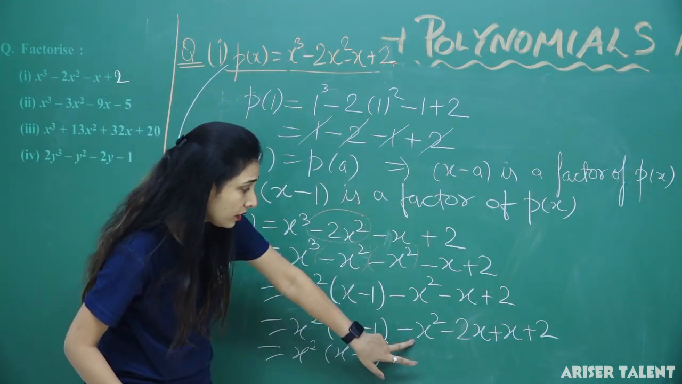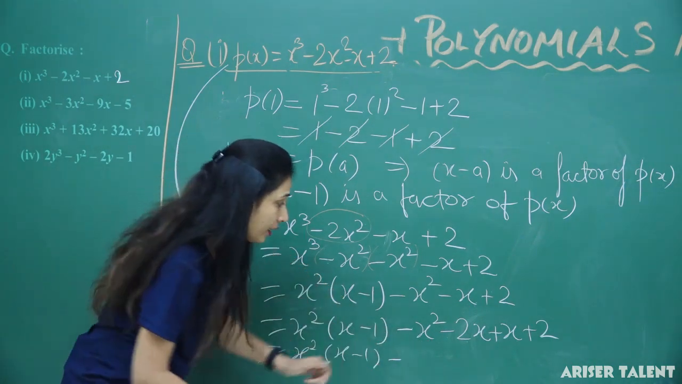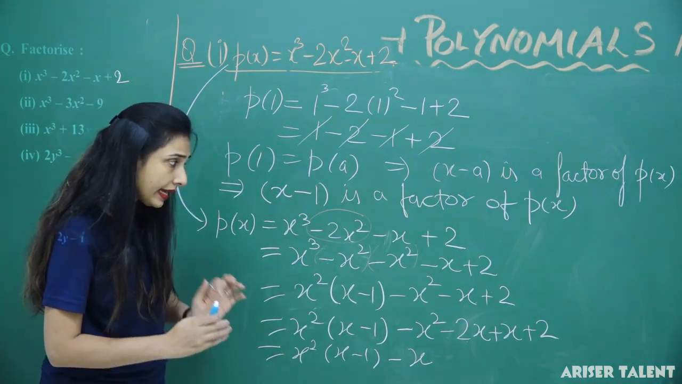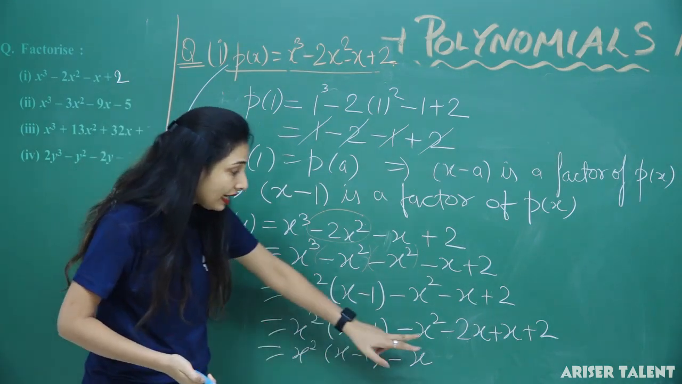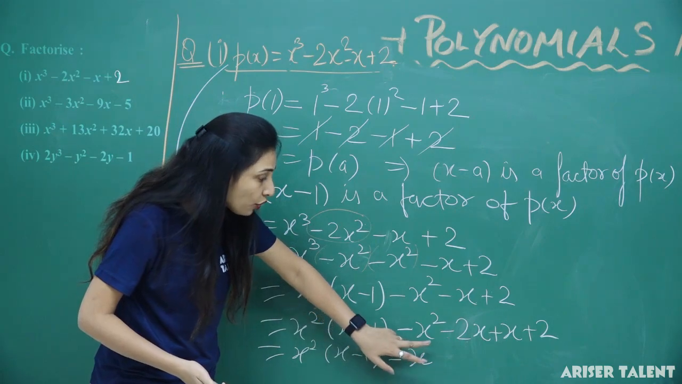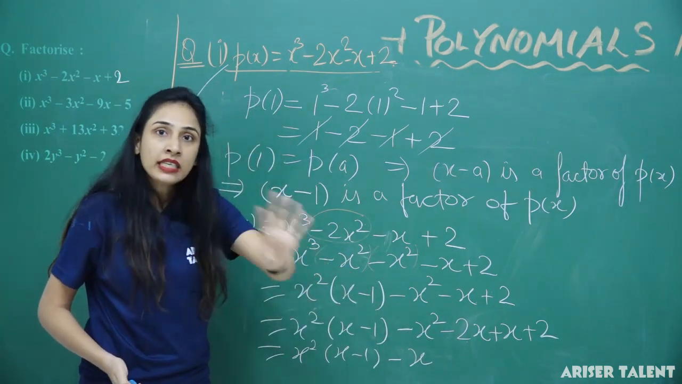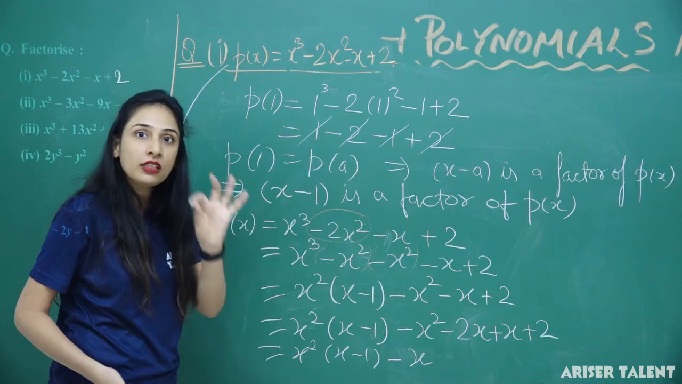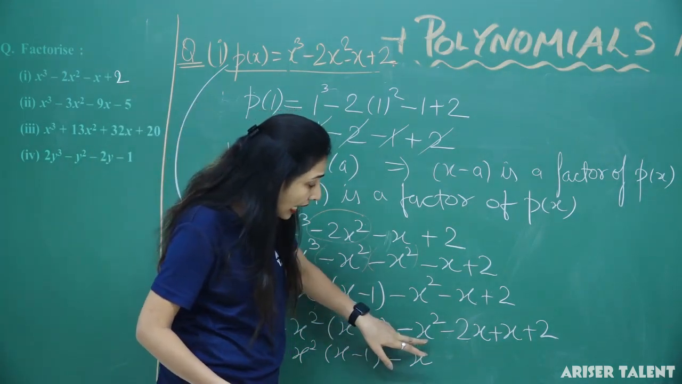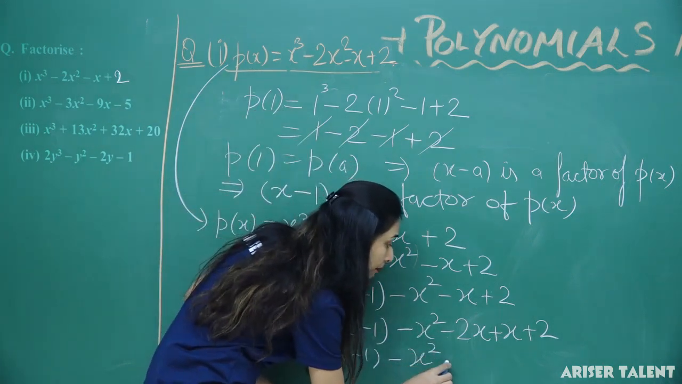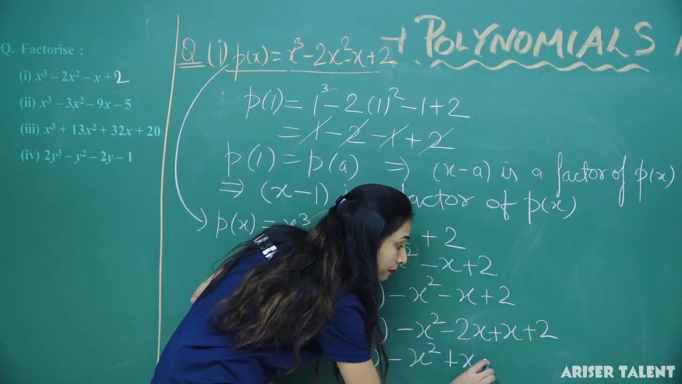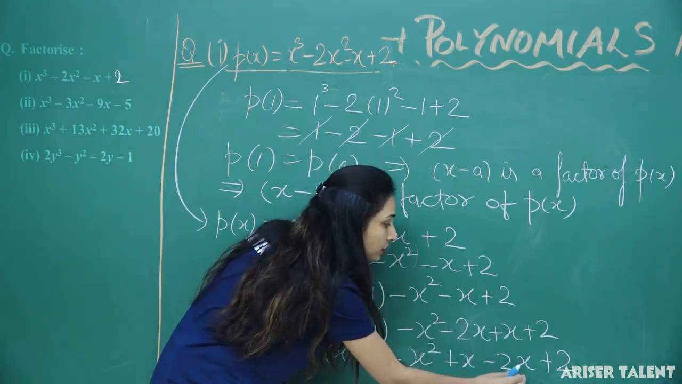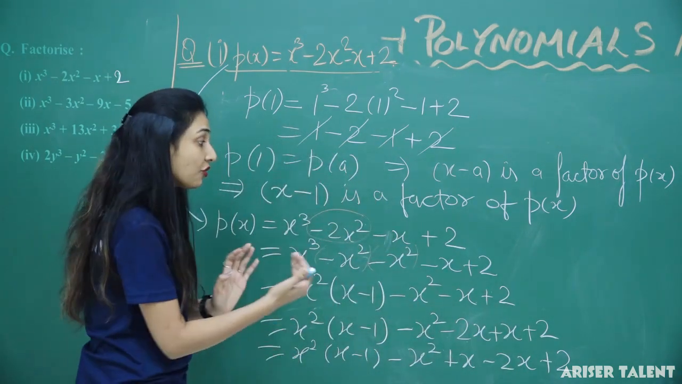what I can take common from here, minus x. Okay, so minus x. What do I want? X minus 1 as my factor. If I take x common here, minus x common here, what will I get? X minus 2. I do not need x minus 2. I need x minus 1 so that I can take common x minus 1 from everywhere. This is my motive. So what will I do? I will rewrite it like x square minus, not minus, but plus x minus 2x plus 2. I just flip them, minus 2x here and x here. Okay, I just rearrange them.